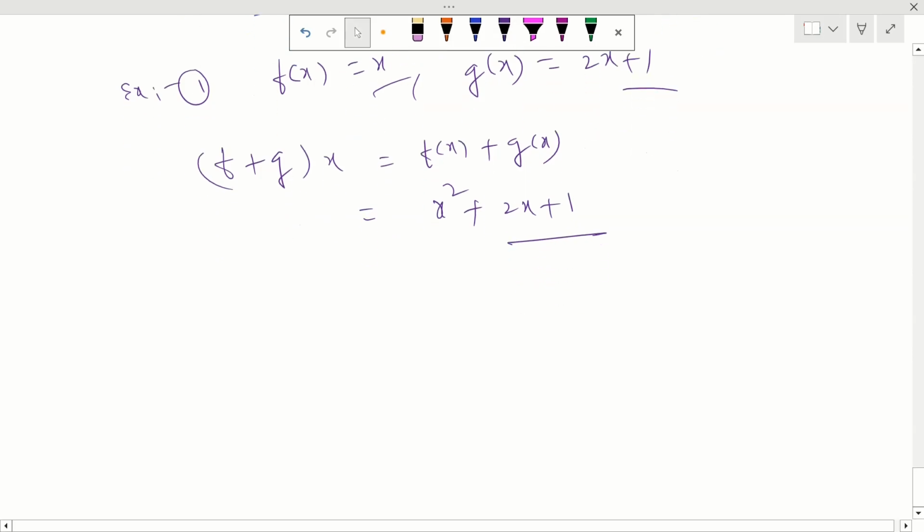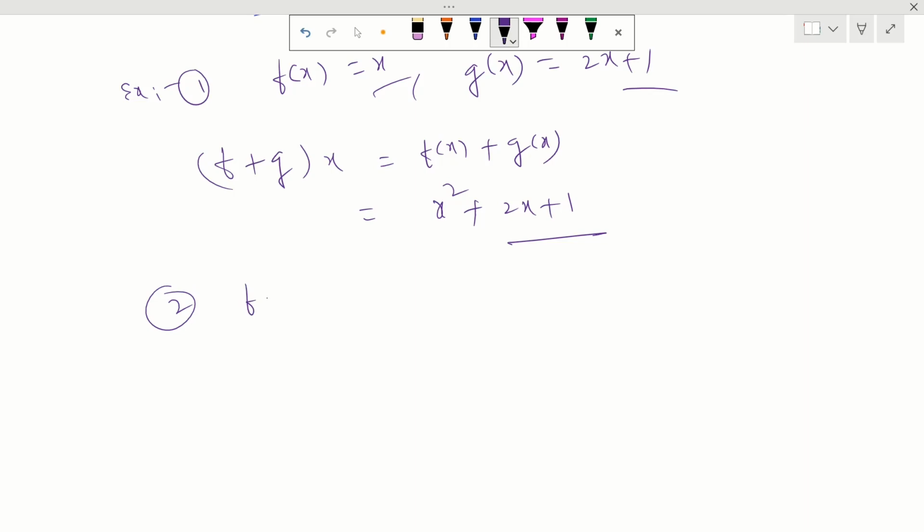Next, we'll go to subtraction. What is the f minus g of x relation? We'll have f of x minus g of x. F of x is given as x square, and g of x is 2x plus 1, then with the minus sign, both terms will get minus.